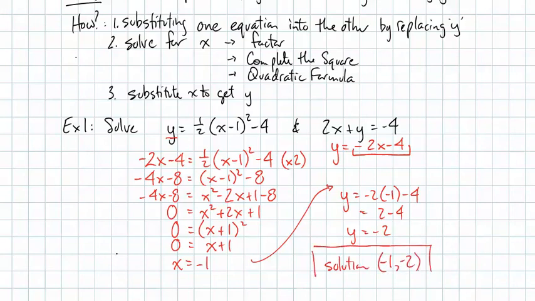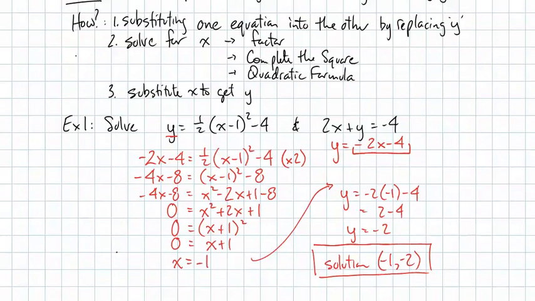And remember that a line and a parabola can cross 0, 1, or 2 times. In our case, we've only found one solution. So this line is actually tangent, just barely touching that parabola. You could use your graphing calculator to confirm that.